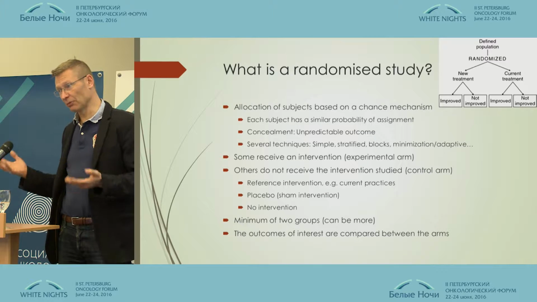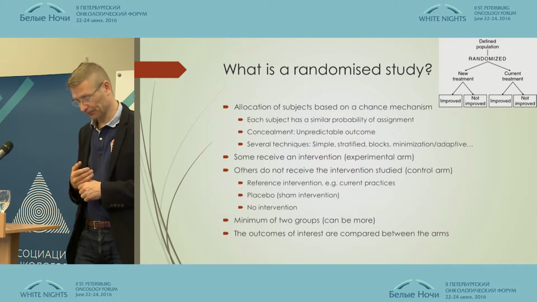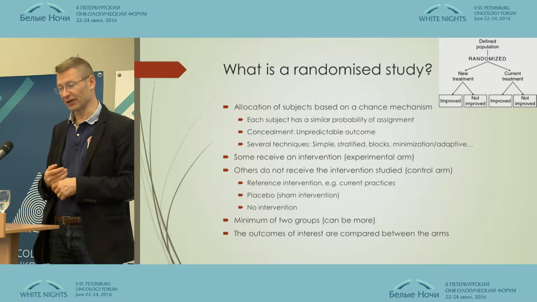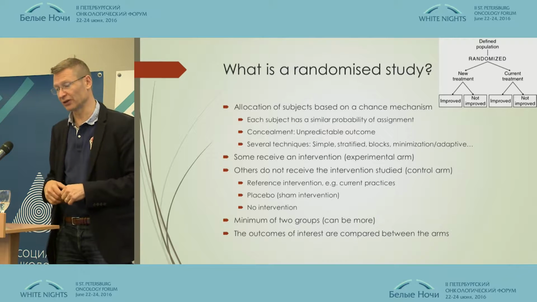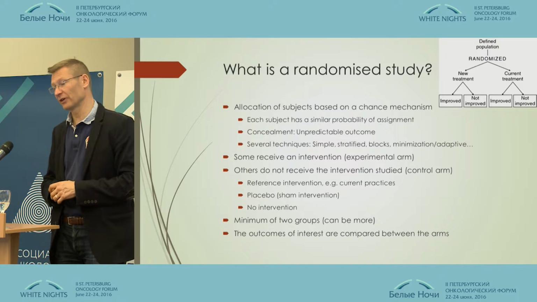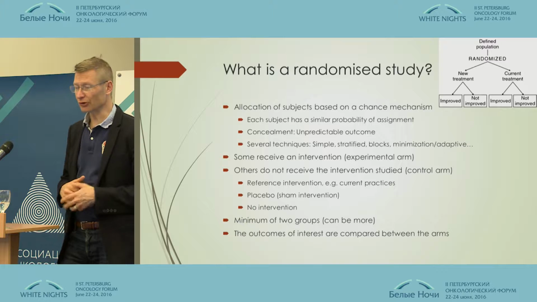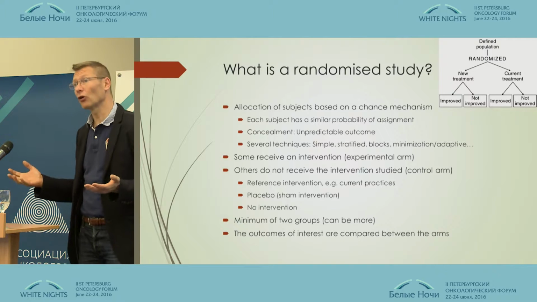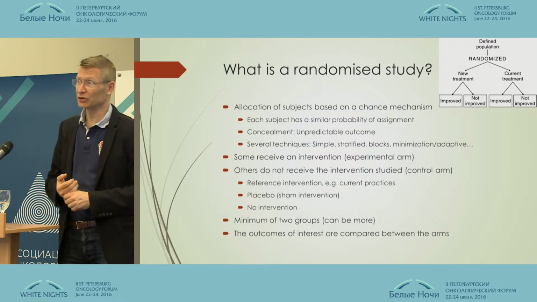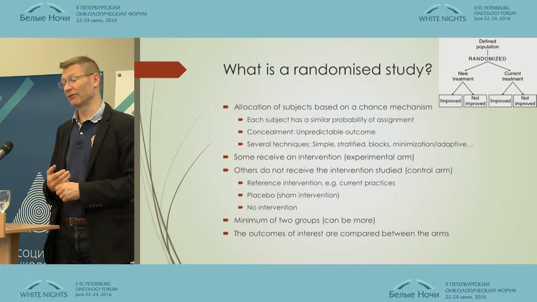As I said, there's a minimum of 2 groups. There could be several. It would be more complicated, for instance, 2 new interventions or combinations of interventions that are compared. And then during the course of the study, we follow up, as in a cohort study, the study groups and record the outcome events as they occur.